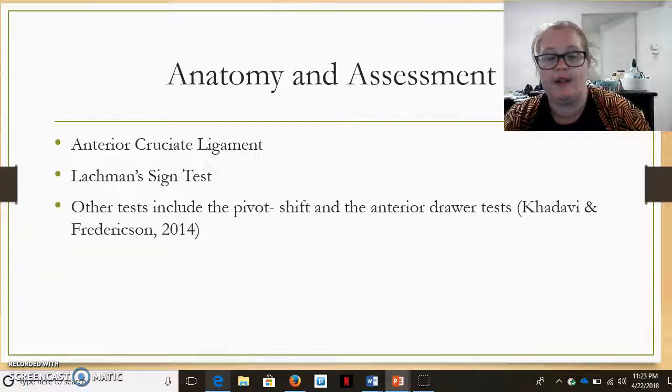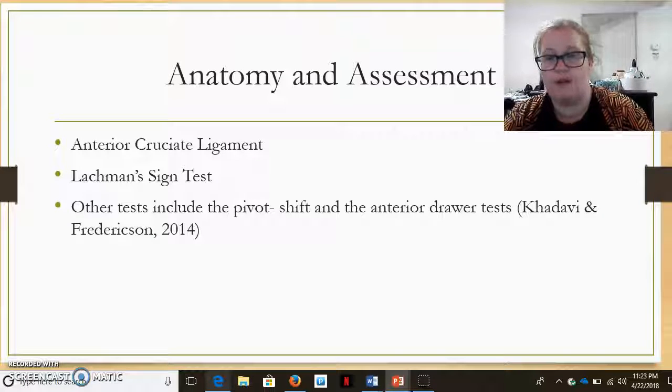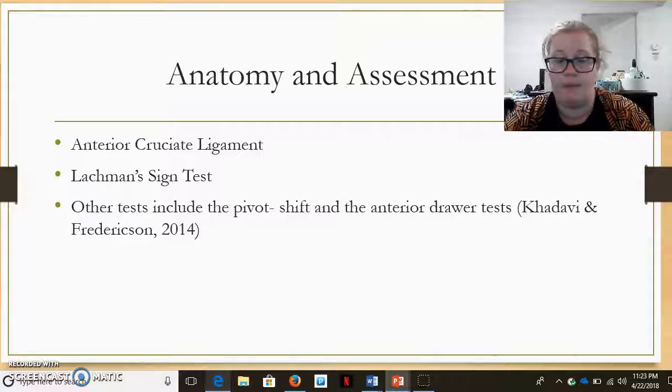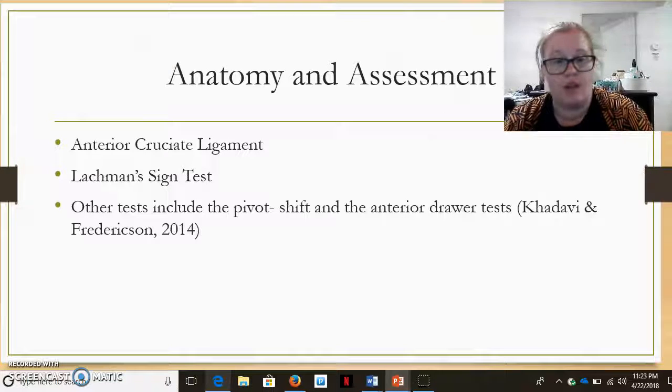So a way to test this is the Lachman's test. This is where the athlete is on their back, their injured leg is relaxed, so you want to make sure that it's completely relaxed, and then the examiner holds the leg with the knee bent at 30 degrees of flexion. So with one of the examiner's hands on the athlete's thigh, you pull forward on the calf. If there is a tear, there will be an increased forward motion and a soft endpoint when compared to other knees. Other tests include the pivot shift and the anterior drawer test.